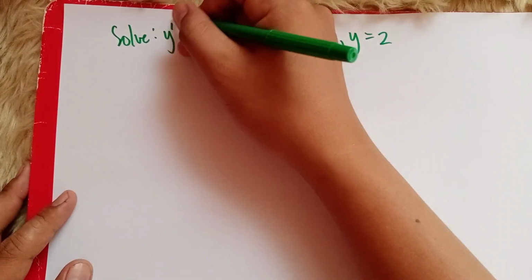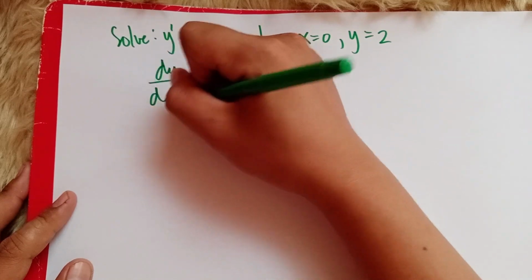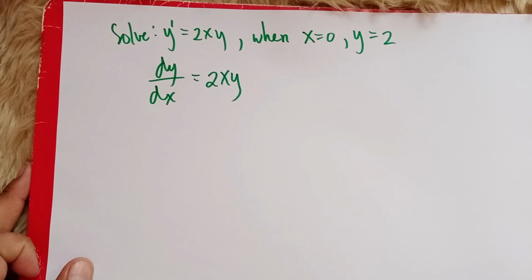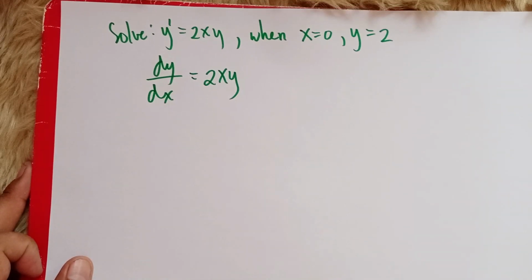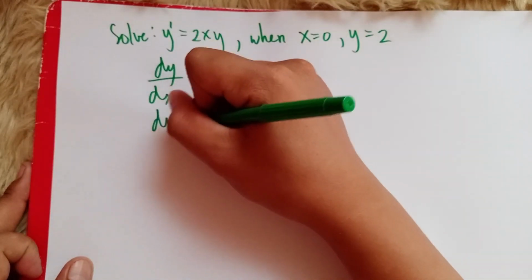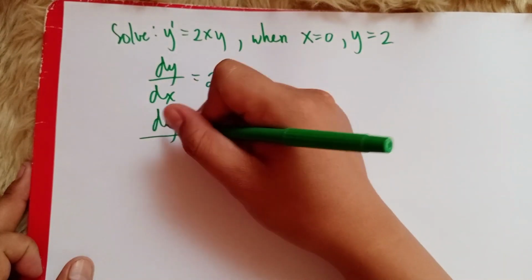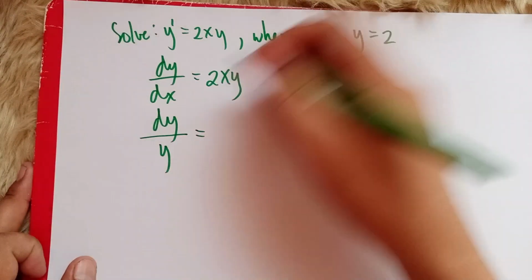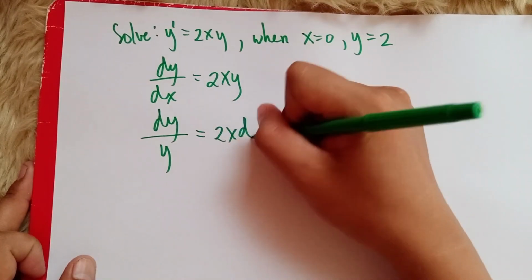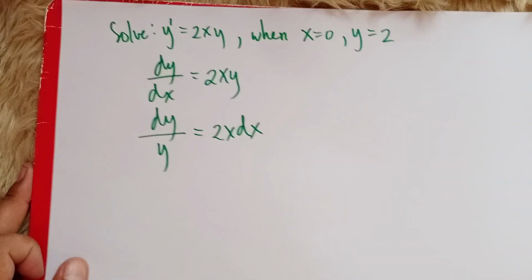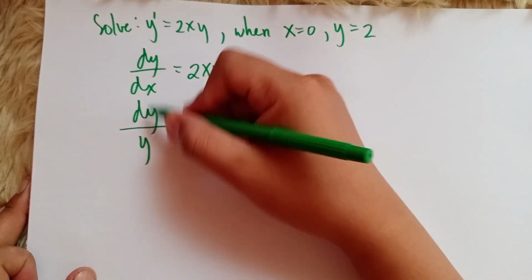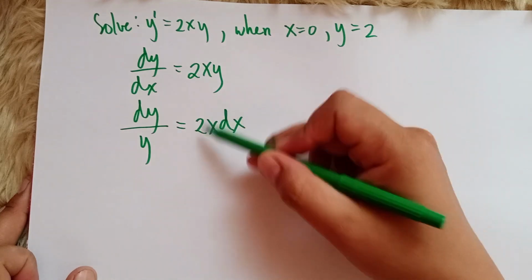So, yung y prime mga boss, this can be written as dy divided by dx is equal to 2xy. So, i-group na natin lahat ng x variables sa isang grupo at lahat ng y variables sa isang grupo by cross multiplication. This is now dy divided by y, so yung y mapupunta na sa denominator by cross multiplication, and this is equal to 2x dx. Okay mga boss, na-group na natin lahat ng y variables at saka lahat ng x variables.